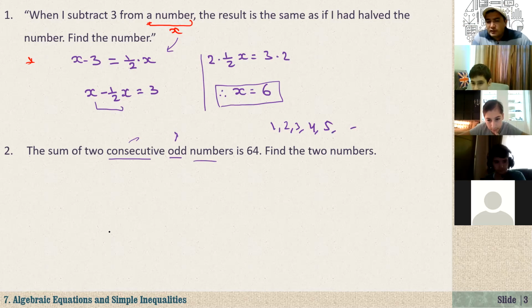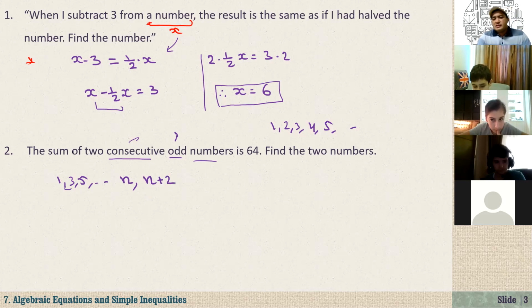But here we're talking about odd numbers, right? And we're talking about two odd numbers. And we know 1, 3, 5, right? If you just pick any two consecutive odd numbers, then the difference is 2. That means if our first number is, let's say, n, what will be the next number? n plus 2. Very good. The next number will be n plus 2 because the difference is 2. So we are talking about these two numbers.